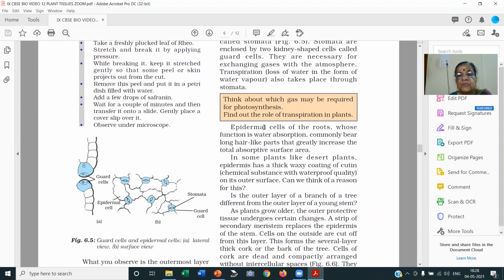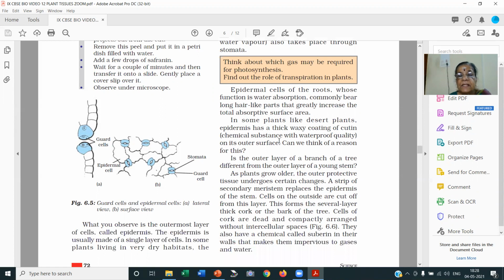Mark it. Question and answer: now you are in 9th standard. You should know to frame questions of your own for every sentence. So for this paragraph, you write structure and function of root hair. I hope you are doing it. The next paragraph, mark it as cuticle. In some plants, like desert plants, epidermis has a thick waxy coating of cutin, a chemical cell wall material, a chemical substance with waterproof quality on its outer surface. Mark it.